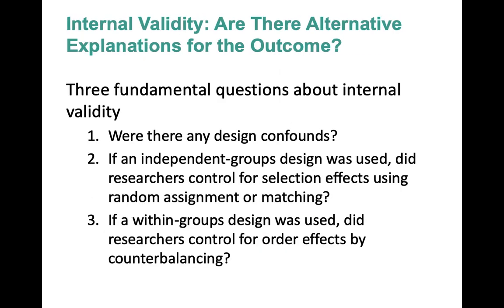All right, and then internal validity. Internal validity is really the top priority when interrogating a causal claim. So there's three fundamental questions to ask. The first, are there any design confounds? So did the experiment ensure that there were no design confounds, or is it the case that there's some other variable that accidentally would co-vary along with the IV?